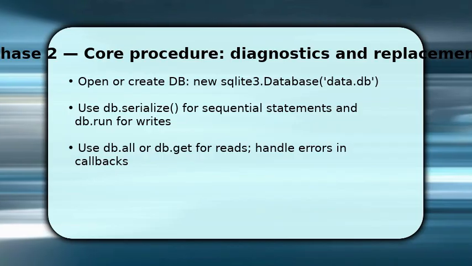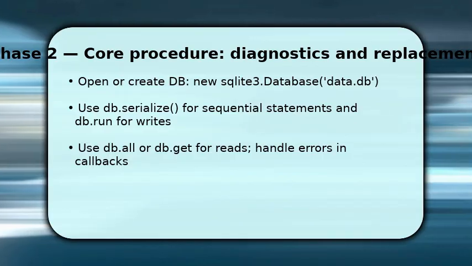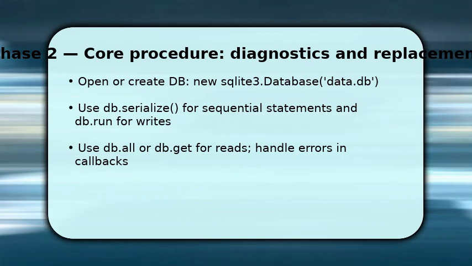For reads, use db.all(sql, params, (err, rows) =>), or db.get for a single row. Make sure to check err in each callback and close resources when done. This prevents locks and keeps the app stable.